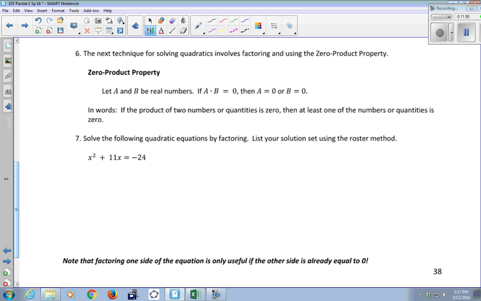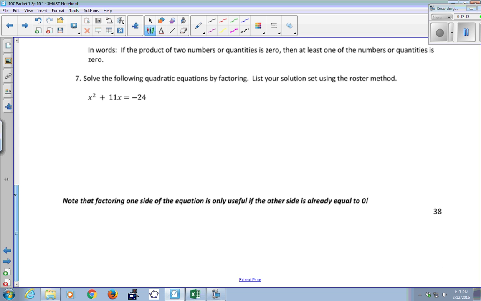So the zero product property says that if you multiply two quantities together and get an answer of 0, at least one of your two quantities, one or both, was 0, right? The only way you can get the answer to a multiplication problem to be 0 is if one of your factors was 0. At least one or both. So we can use factoring of quadratics to help us solve quadratic equations.